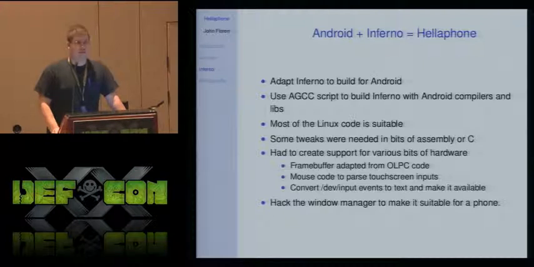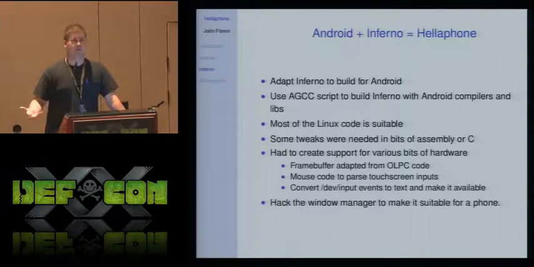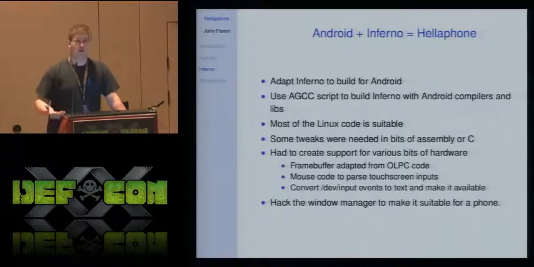The nice thing about the Android Linux is that it just provides a plain old frame buffer on, I think, /dev/graphics/frame0. We had some code left over from a port of Inferno to the OLPC. We simply adapted that. It took some tweaking, but we adapted that for our use.